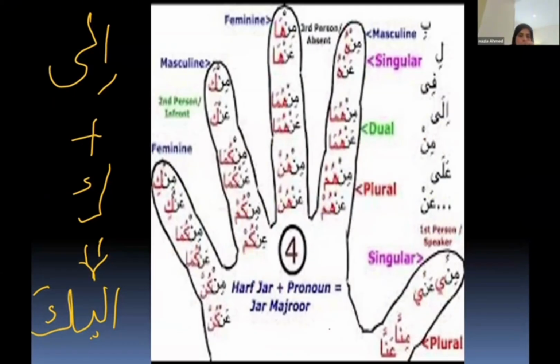So what is your homework? Your homework is to draw two palm diagrams. For one, draw the first palm diagram with a member of the letter family which ends with noon. You can do min or an, whichever you like, okay? The one in front of you, you can do any.